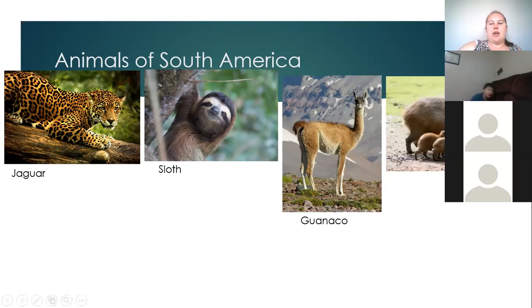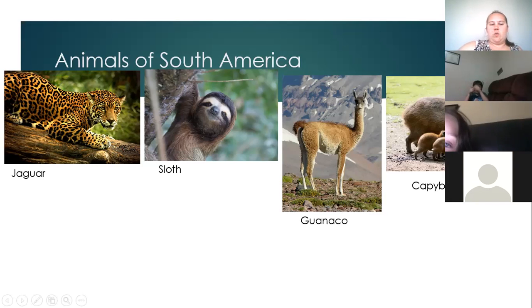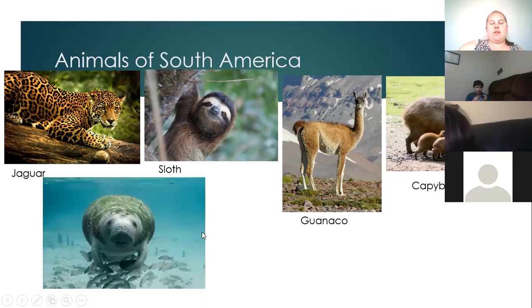Do you guys know what this animal is? You may have seen it at the zoo, maybe. I think I've seen them at the zoo. But they are mostly in South America. Do you guys know what this one is? I can't see it. This one right here is called a capybara. Let's see. Hopefully you guys can see this one. And then this is the last one. Do you guys know what animal this is that's under the water?